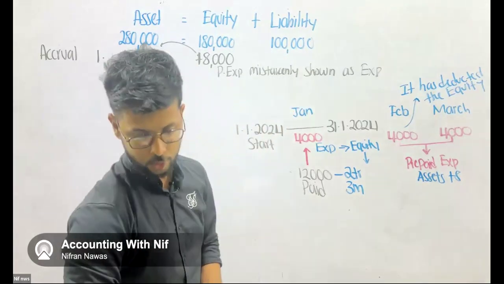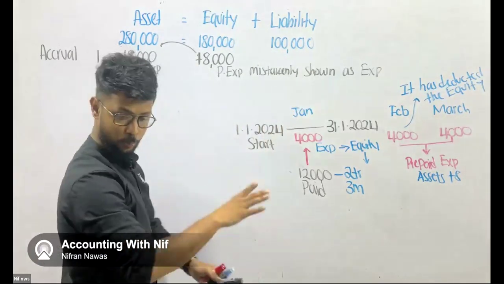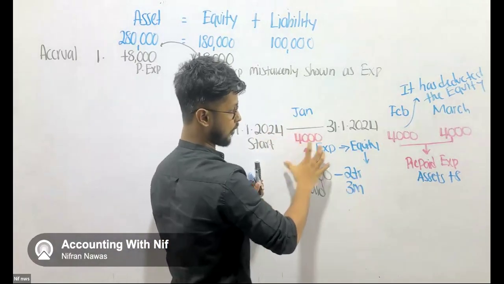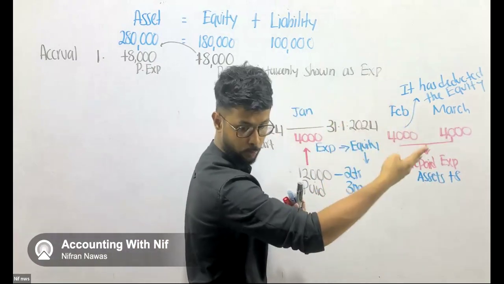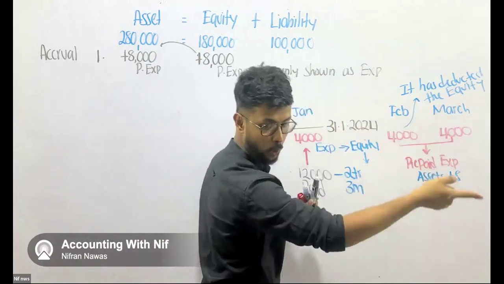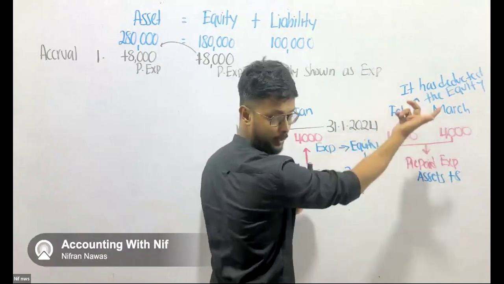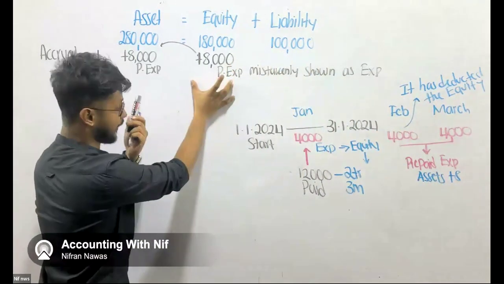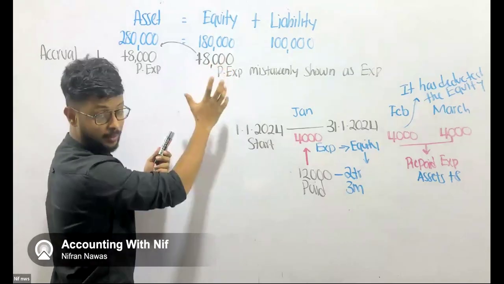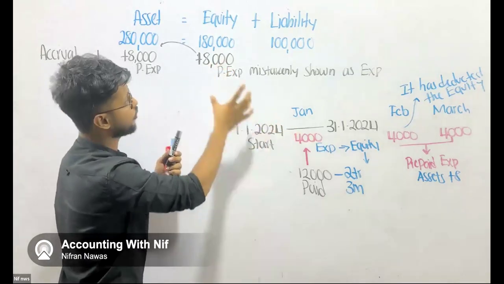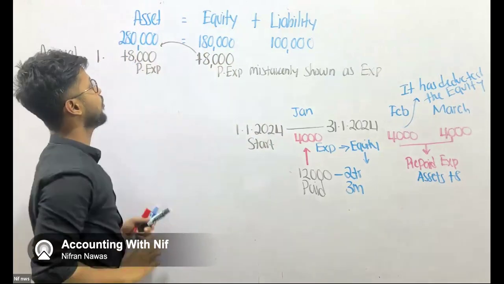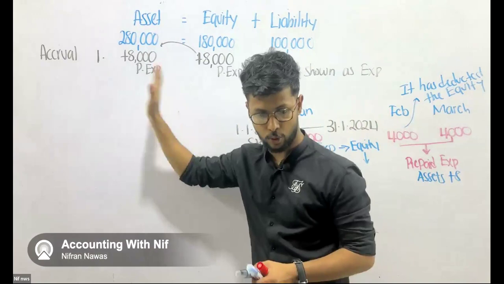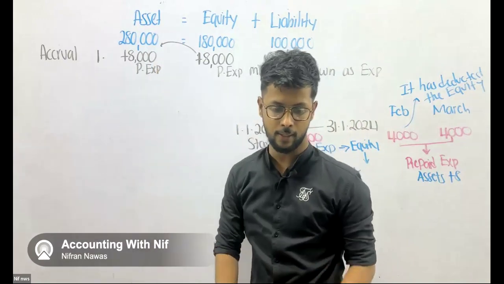Yeah. So again, I'll tell you, you paid 12,000 in total in the month of January. Out of 12,000, 8,000 is for the next 2 months. That should have been shown as an asset, but you deducted the equity. You showed it as an expense, which is wrong. So you add back the equity because you deducted 8,000 in excess. You put it back to where it belongs. It belongs to asset, so it should be added back. Got the point, right?